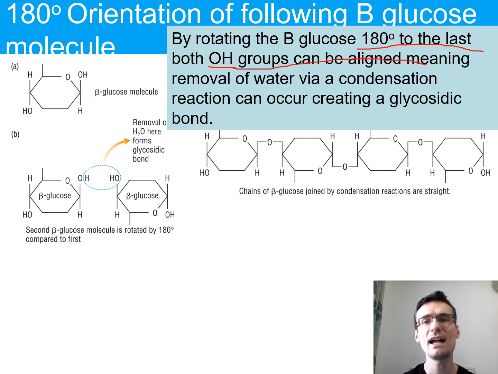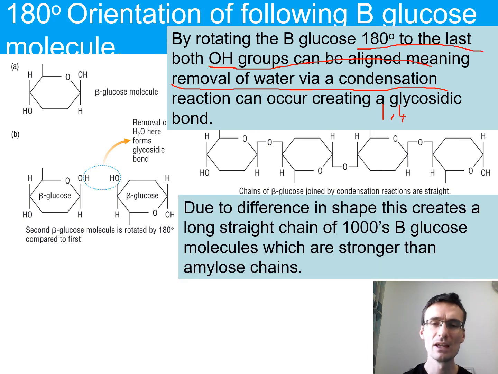Okay, and then that just links you back to the other thing. Then you can remove water via a condensation reaction, and it creates again, and I probably should have written there, a 1,4 glycosidic bond, as we saw a moment ago. Now the difference this time is because one glucose molecule is the correct way up, and the next glucose molecule is the wrong way up, and the next one is the correct way up, and they've all been rotated 180 degrees to the previous.